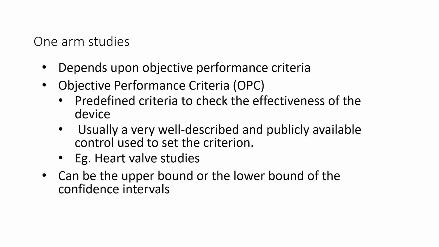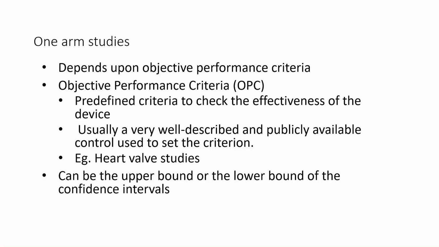So if you're coming out with a new design of heart valves, which has undergone some preclinical trials, and you're now looking at clinical trials, you have to have an objective performance criteria. It's very easy to do that because you have traditional data to compare. But for exploratory studies, sometimes it might be difficult. So it can be the upper bound or the lower bound of the confidence intervals.